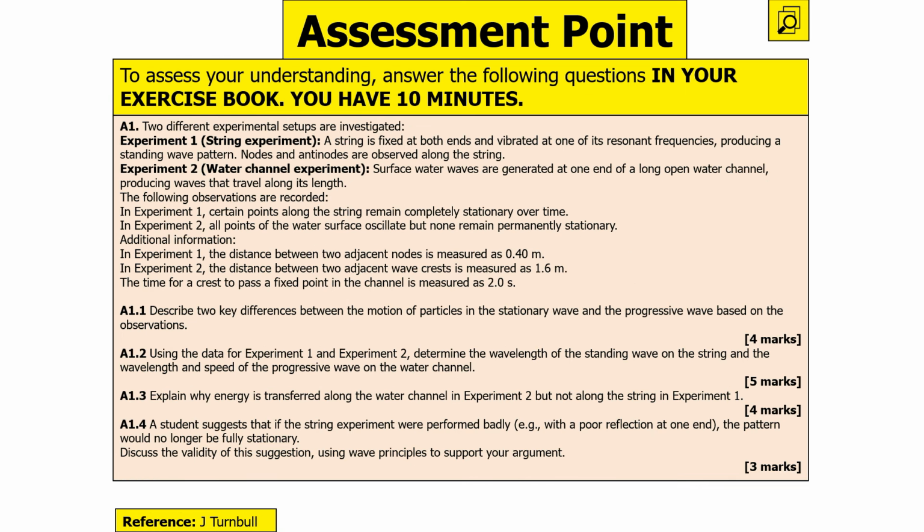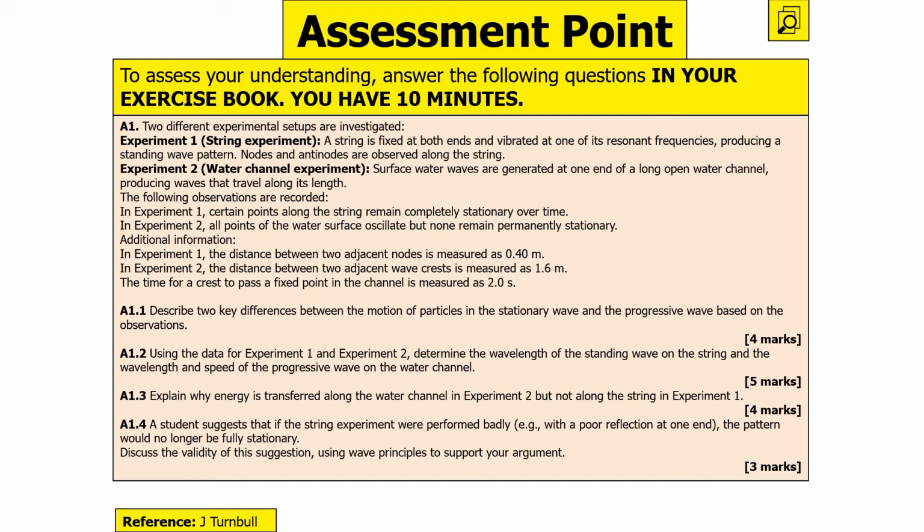Two different experimental setups are investigated. Experiment 1, a string experiment. A string is fixed at both ends and vibrated at one of its resonant frequencies, producing a standing wave pattern. Nodes and antinodes are observed along the string. The second experiment is a water channel experiment. Surface water waves are generated at one end of a long open water channel, producing waves that travel along its length. The following observations are recorded.